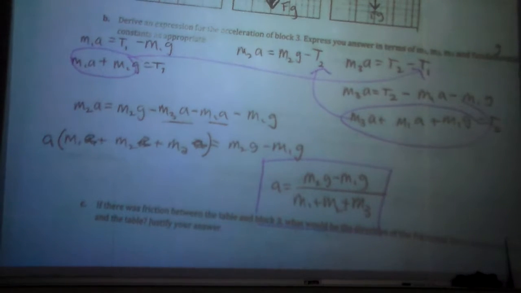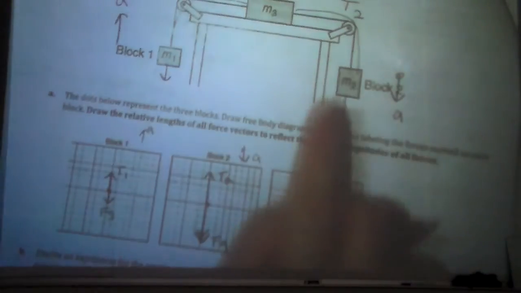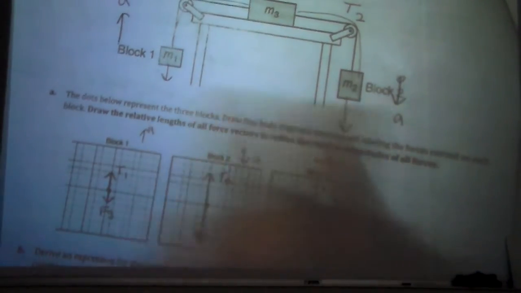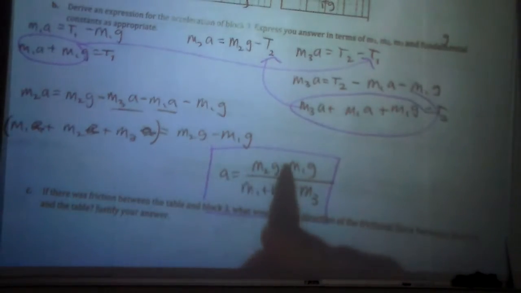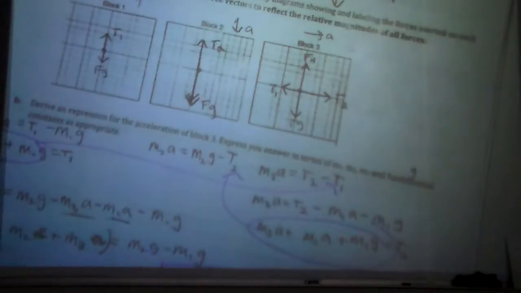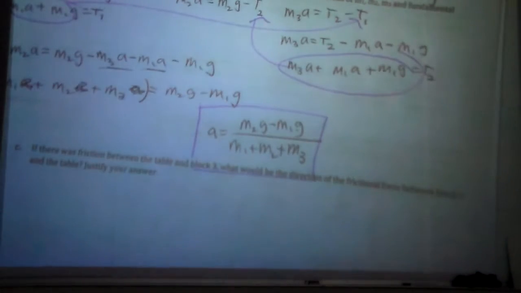And then we should stop and think, does this make sense? Because it definitely should. So here, the forces pulling on the system are the two gravities. They're opposing each other. This one wins, so it would be this weight minus this weight, M2G minus M1G. And then those two forces are acted over the total mass of the system, M1 plus M2 plus M3.